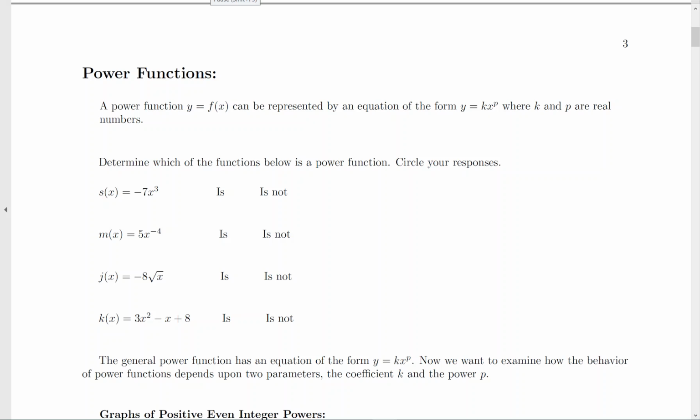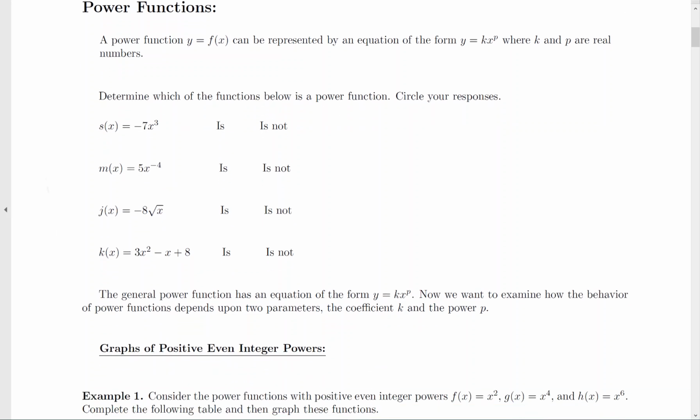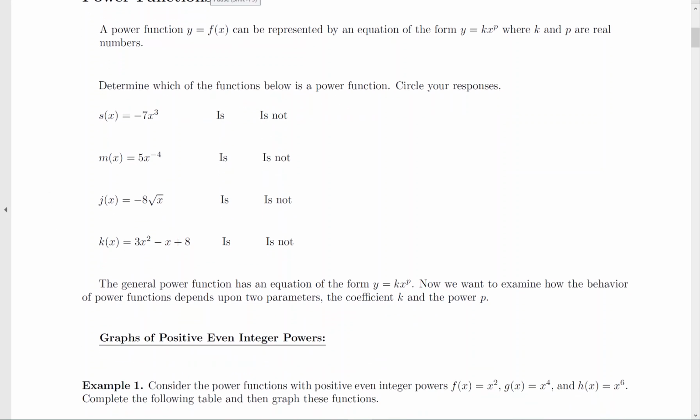The first type of function that we'll be working with in this class is the power function. A power function y equals f of x can be represented by an equation of the form y equals kx raised to the p power, where k and p are real numbers. That's the only requirement for a power function. So we're going to be looking at these examples here to determine which one is and isn't, and then give a little rationale as to our answer here.